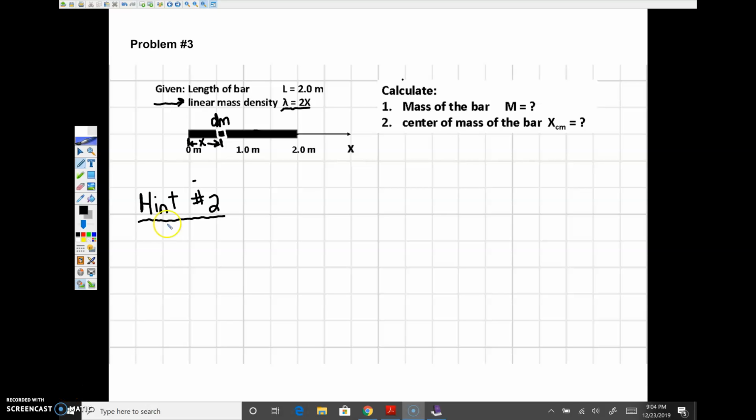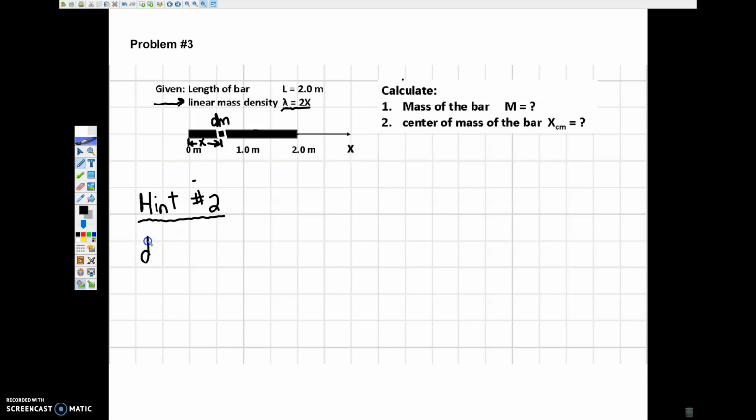Hint number 2. We need to transform the dm's into dx's. Now recall, regular density is equal to mass divided by volume.